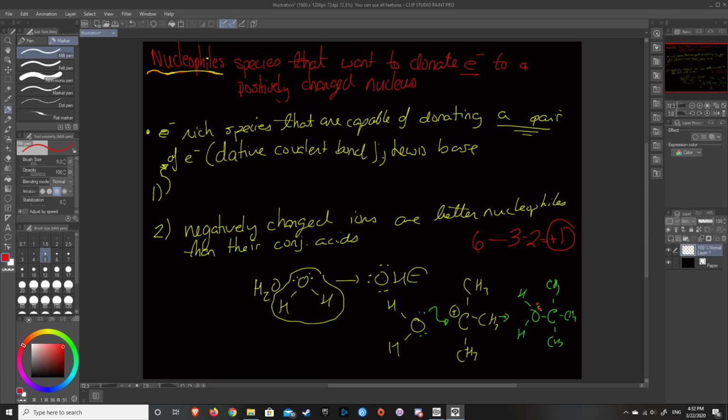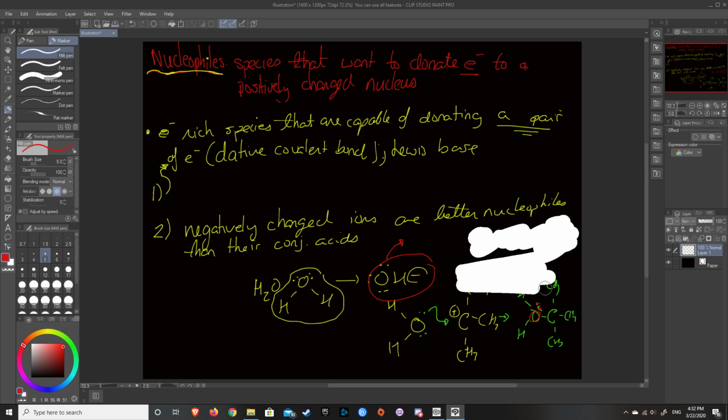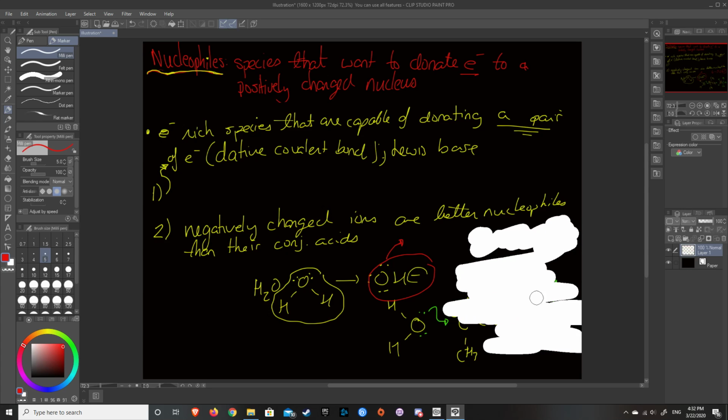So a formal charge of +1 on a very electronegative atom, it's very unhappy about that. Whereas when it donates its pair of electrons, it gets a formal charge of 0. So this one is a better nucleophile than water when we're comparing the two. So on the next page, let me erase this. I'm just going to show you a little bit what I mean.